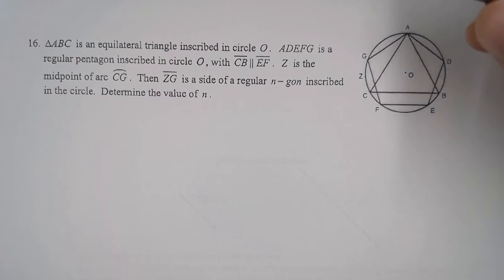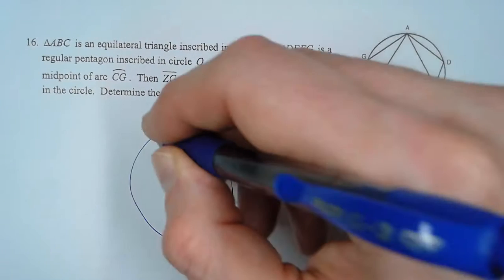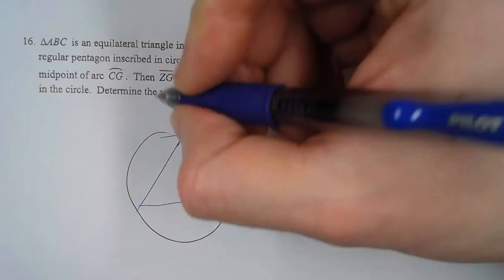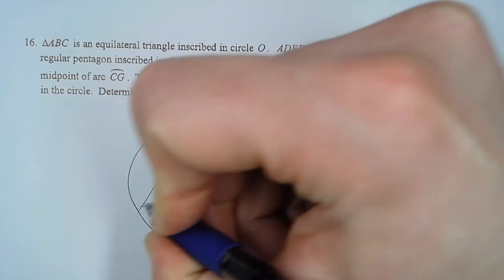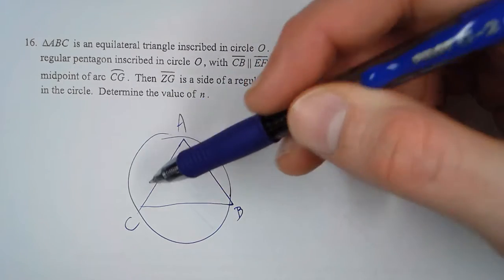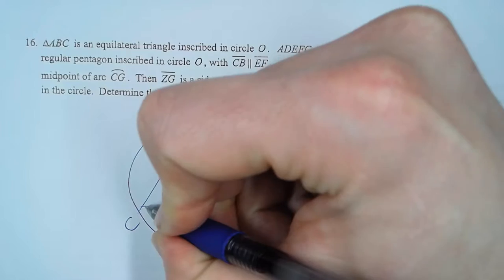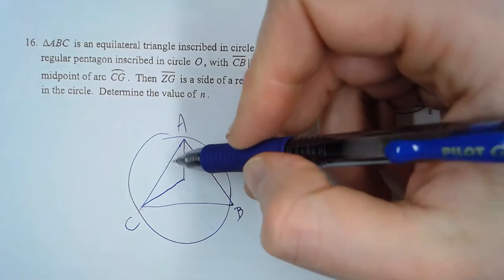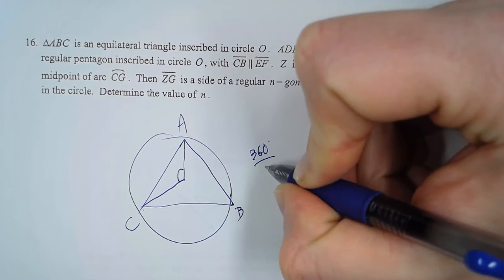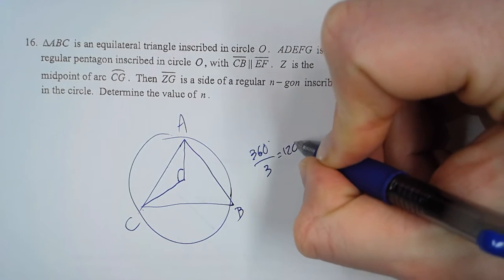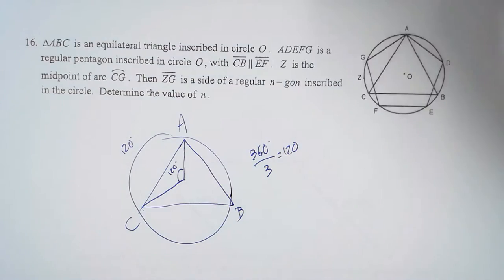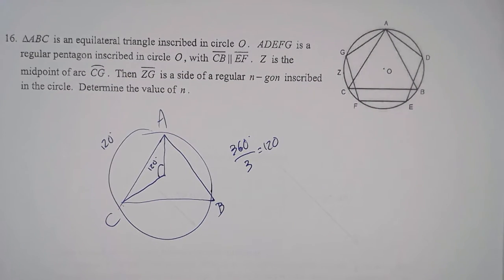Okay, so first of all, let's look at the equilateral triangle. So we have A, B, C. The key thing to focus on is arc AC. What is the measure of that? The thing to remember is that when you have a regular-sided polygon, these central angles here is 360 degrees divided by n, the number of sides. So that means this central angle is 120 degrees, which means arc AC is 120 degrees.